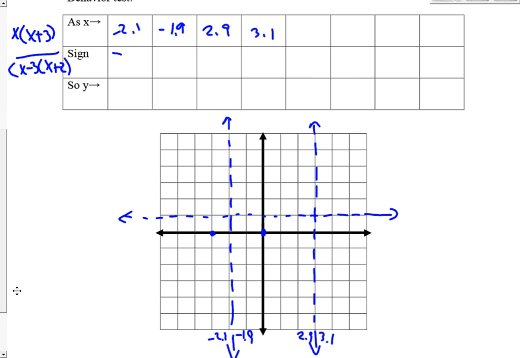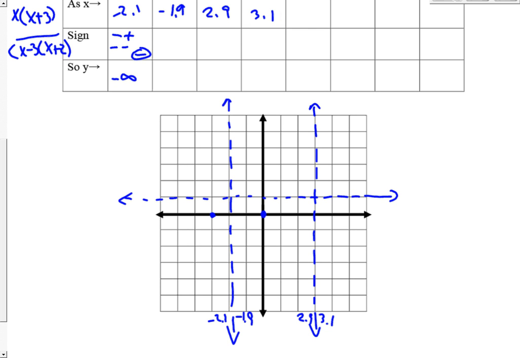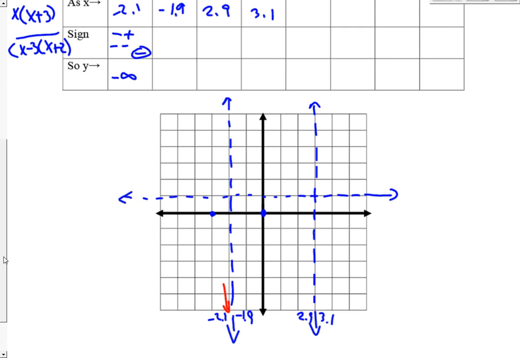Negative. Negative 2.1 plus 3, positive. Negative 2.1 minus 3, negative. And negative 2.1 plus 2, negative. 3 negatives is a negative. An odd number of negatives stays negative. So that is going to negative infinity. So on our graph, we are going to negative infinity on the left side of that vertical asymptote.